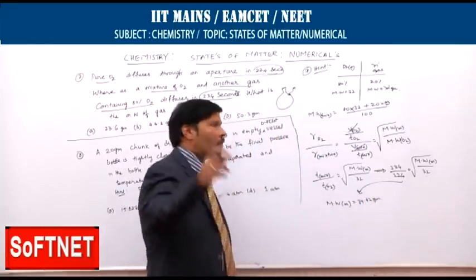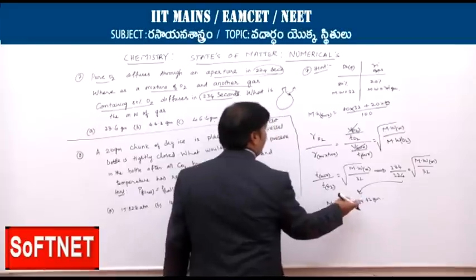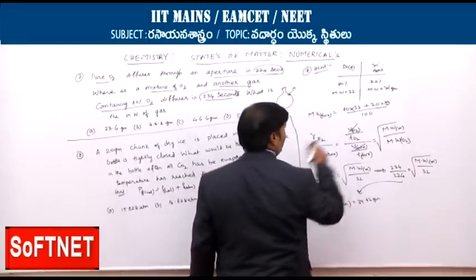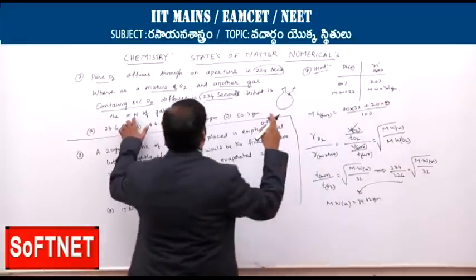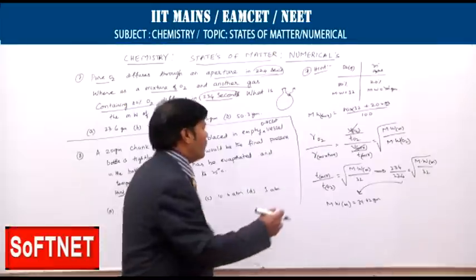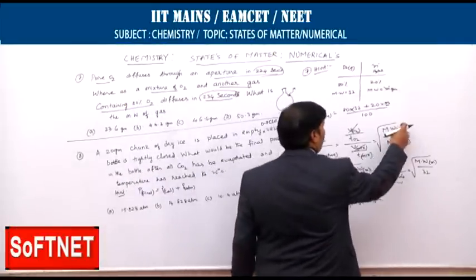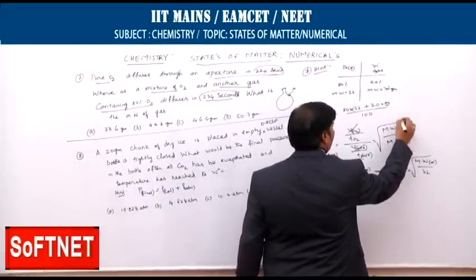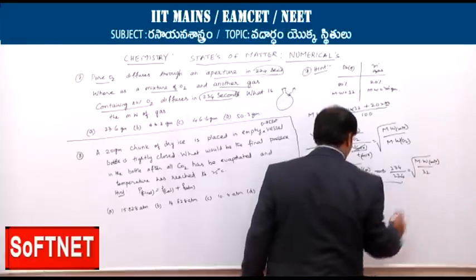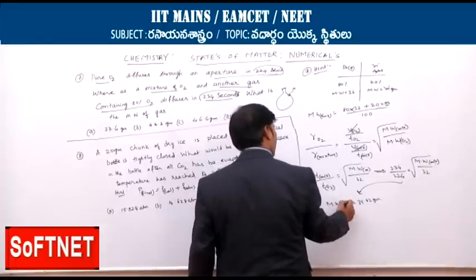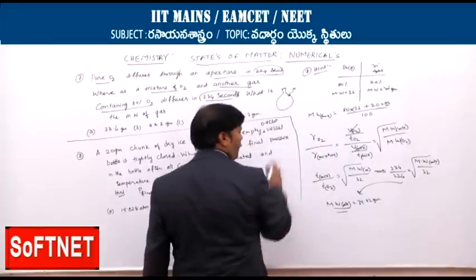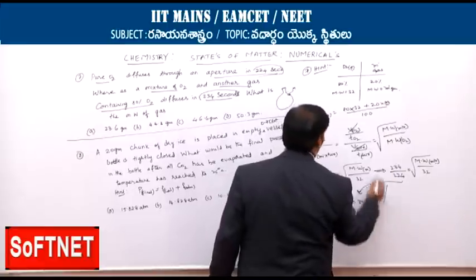This 39.42 you have to substitute in the mixture formula, because finally it is asking for the molecular weight of the gas. Just write this as molecular weight of the mixture. So molecular weight of the mixture means this value you can substitute over here.